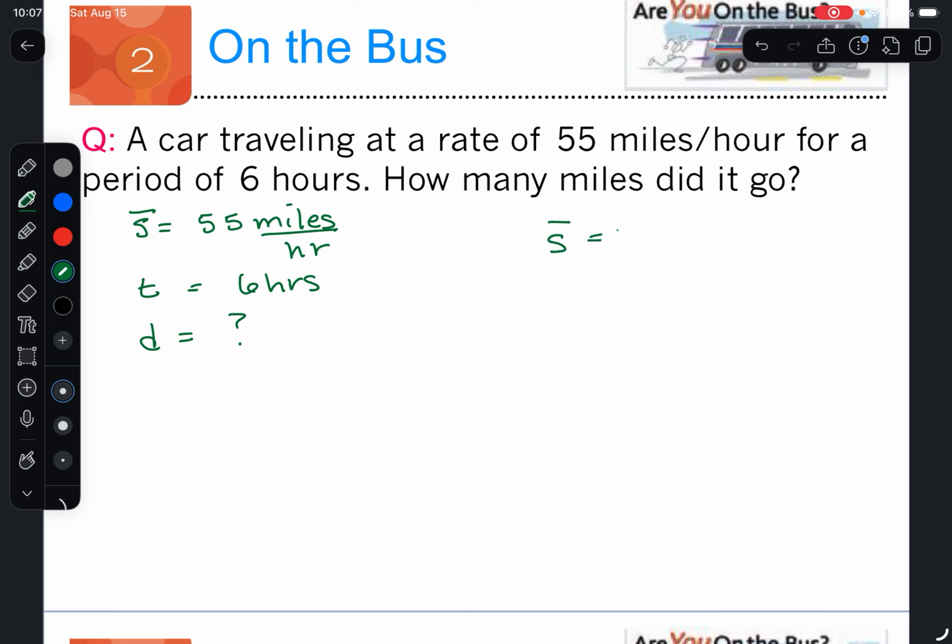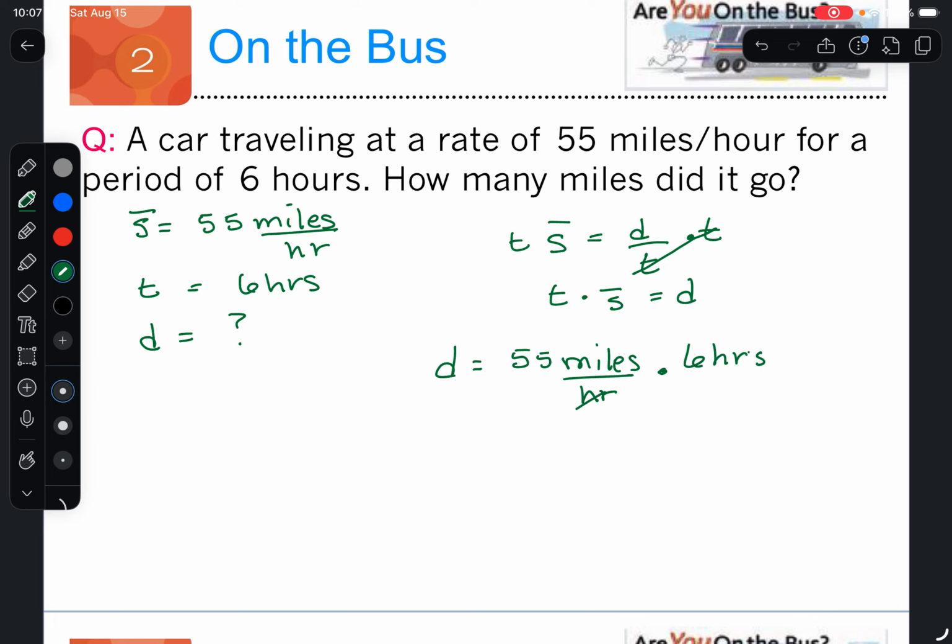I have average speed is distance over time. So I'll multiply both sides by t, cancel my t. Then I have t times average speed equals my distance. So distance is going to be 55 miles per hour. And I'm writing it like this so you can see how the units cancel. Times 6 hours. So my hours cancel. I'm left with units of miles, which is a unit of distance. And you get 330 miles.